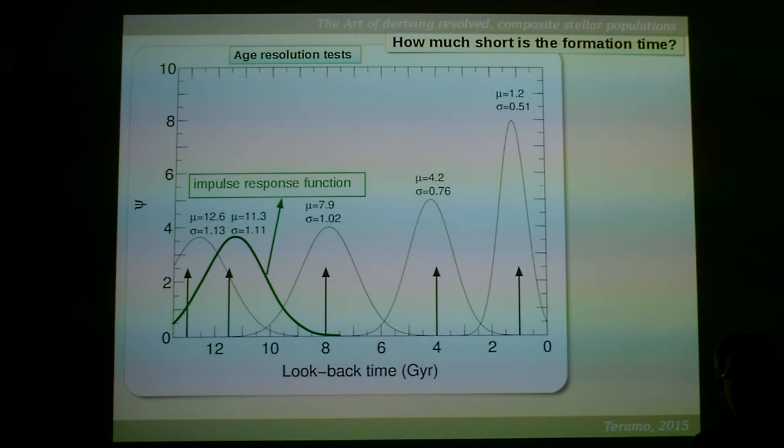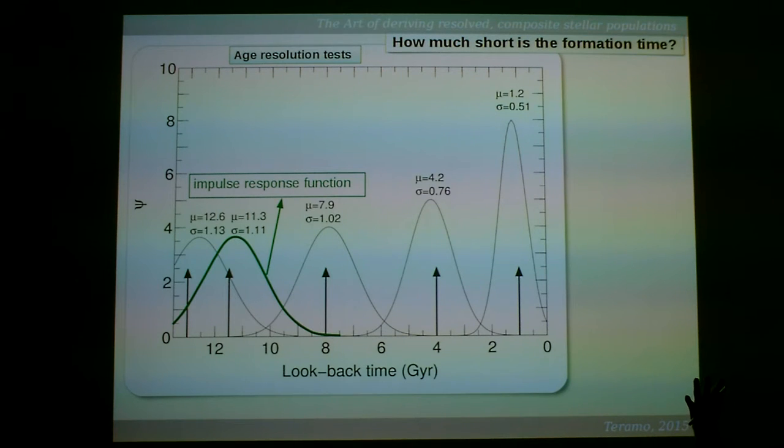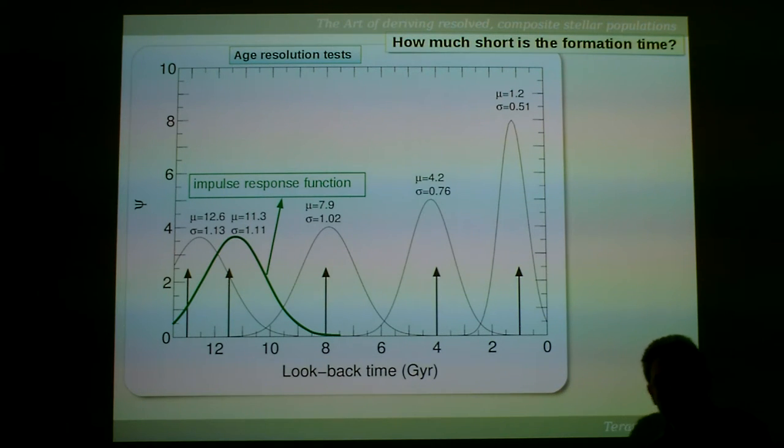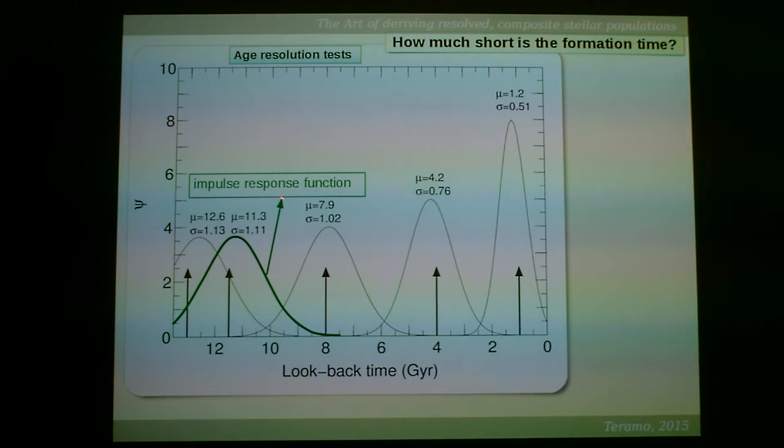So in signal processing, when you use a Dirac delta as input, a signal which is a Dirac delta, and put it through any system, the final signal out after it has passed through the whole system is called the impulse response function.